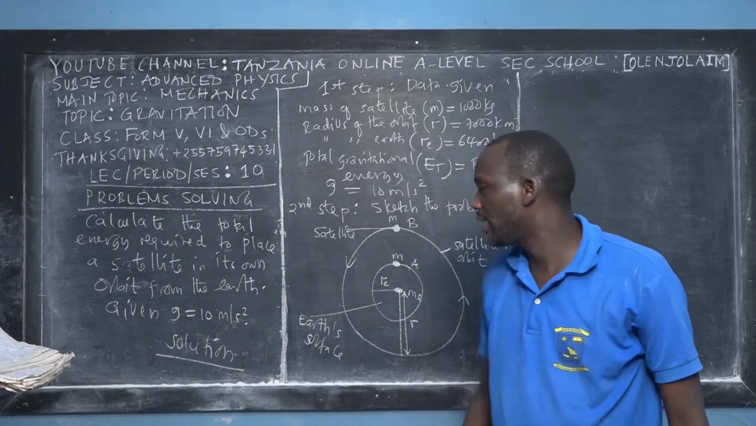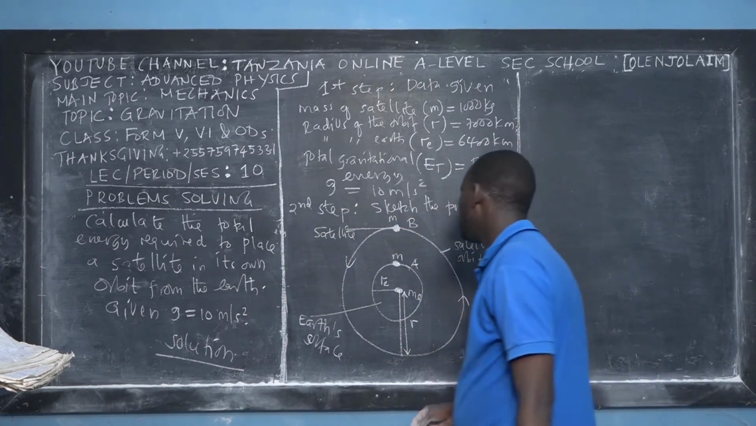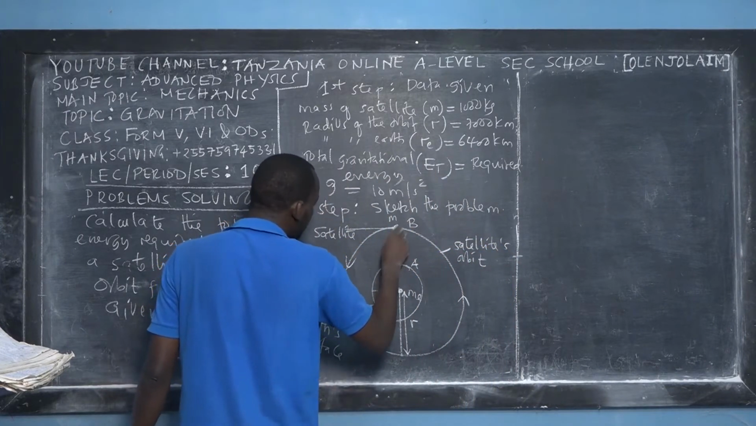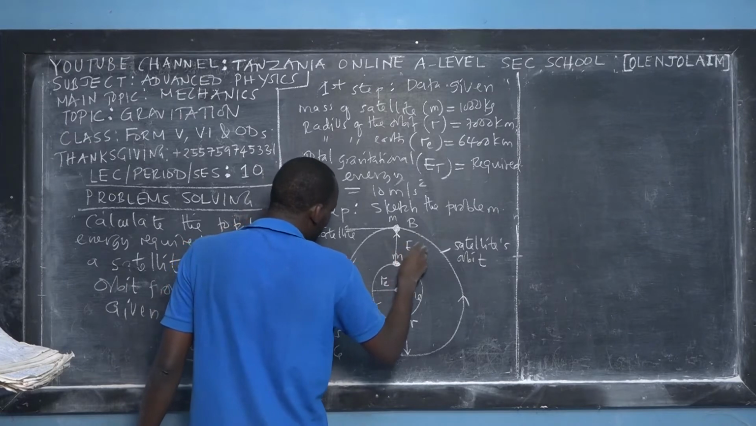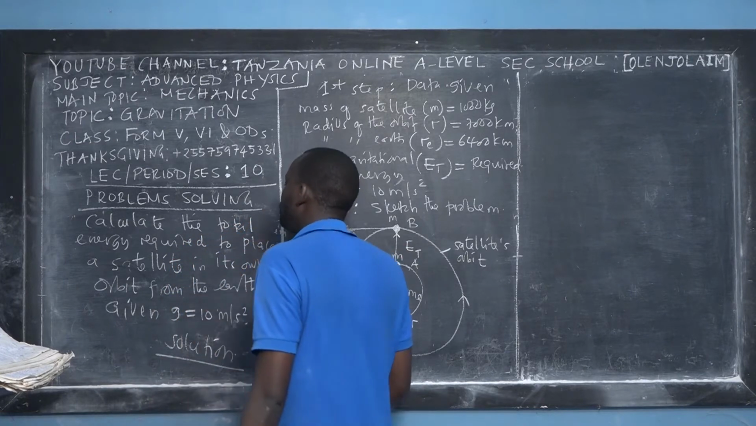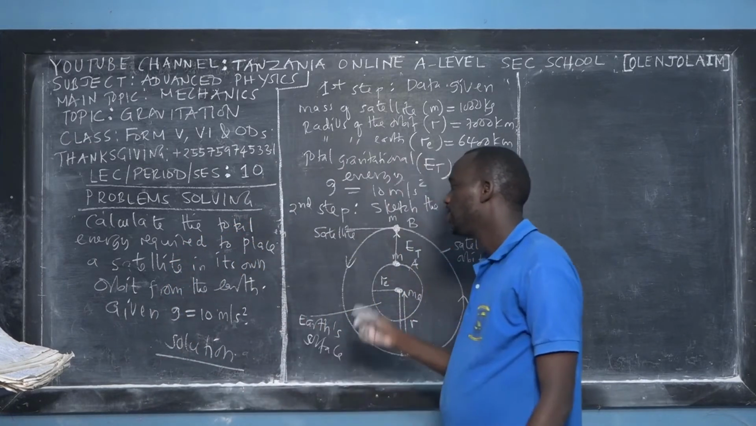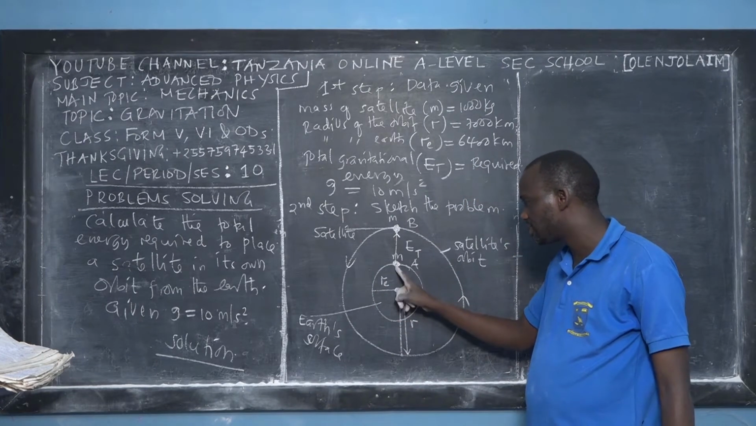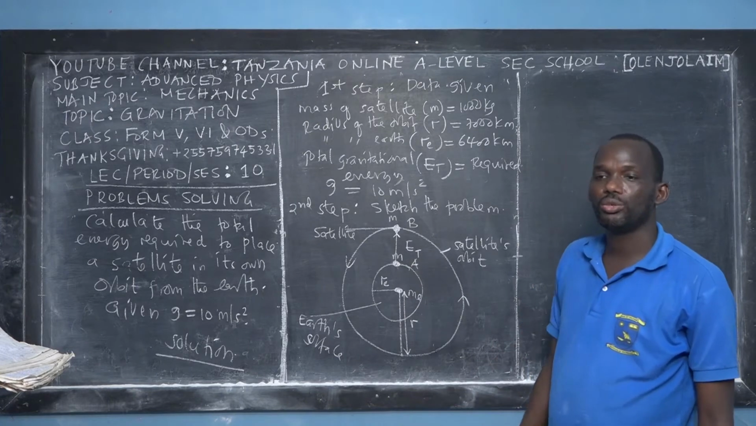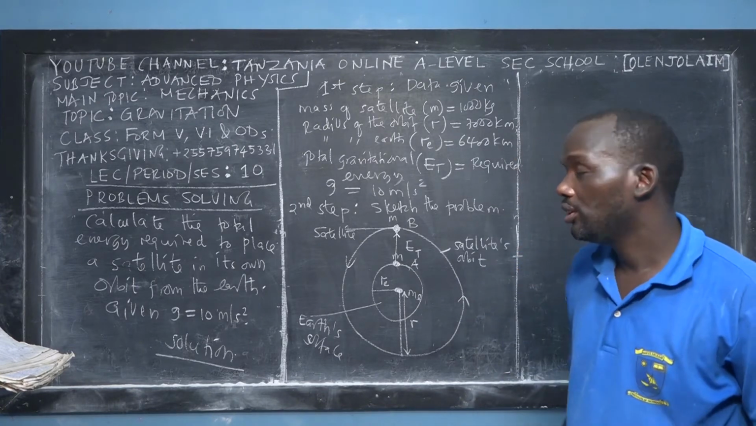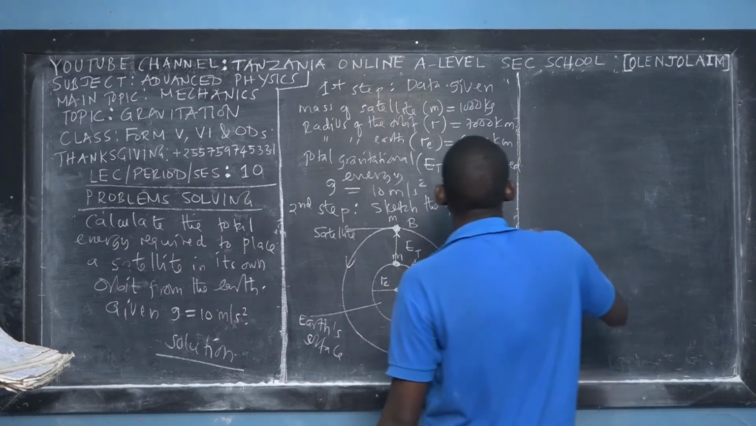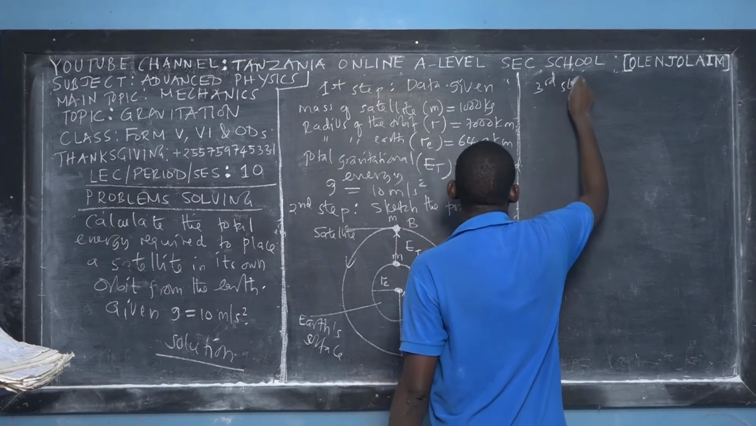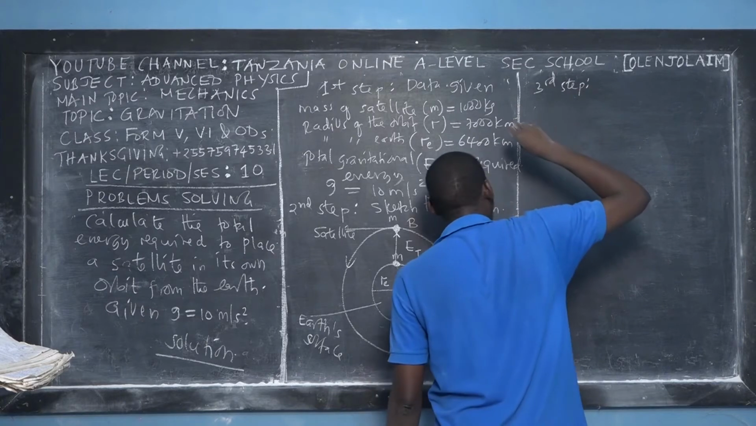So listen carefully. You have 2 points. The question asks you to calculate the total energy required to place a satellite in its own orbit. So, the total energy to move the satellite from the Earth's surface to its own orbit. There we have to go to steady state.